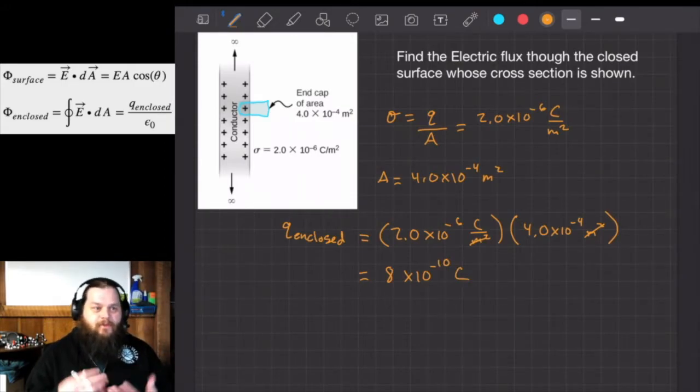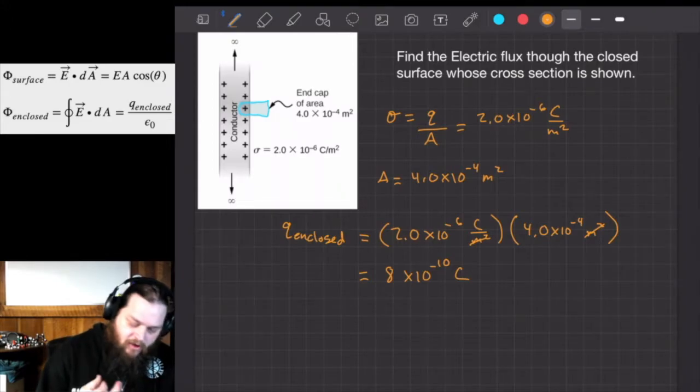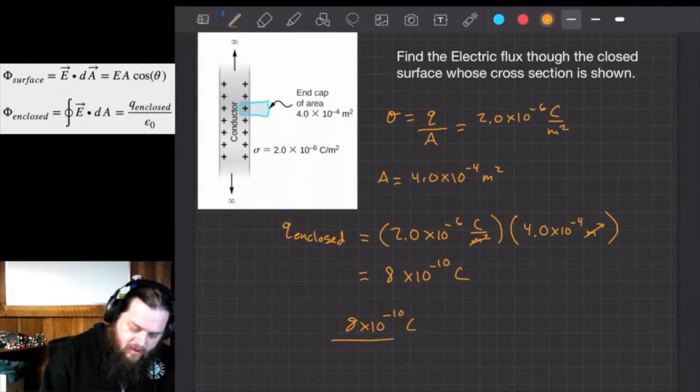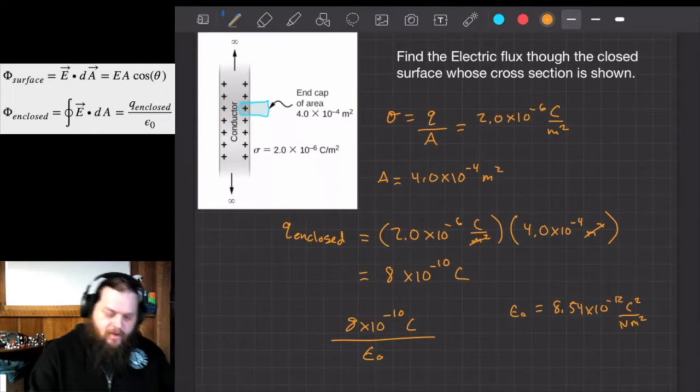But we need to find the electric flux. So to do that, we can use Gauss's law. And Gauss's law makes it really easy. Once you know the charge enclosed, we just take that charge enclosed, 8 times 10 to the negative 10 coulombs, and divide that by epsilon naught. Now, epsilon naught is equal, I believe, to 8.54 times 10 to the negative 12. And the units for that are coulomb squared per newton meter squared.